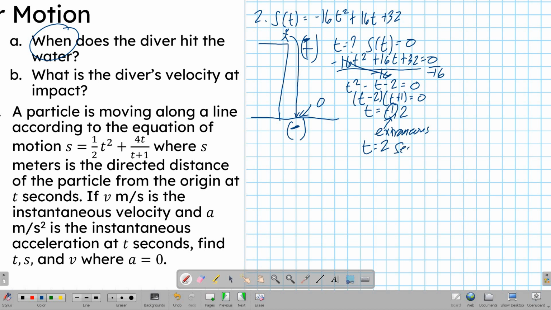2 seconds. Therefore, the diver will hit the water at 2 seconds. There you go. Now, sorry, this is A.